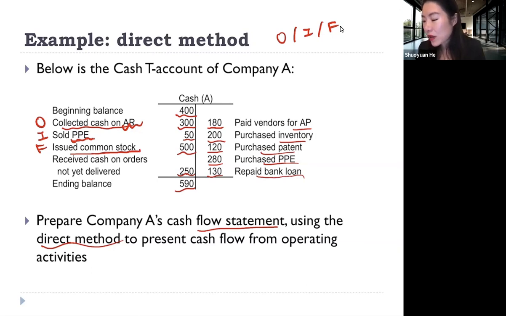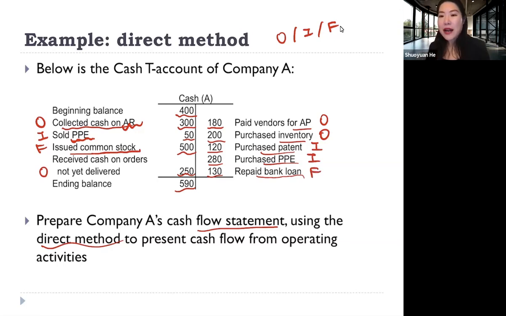Receive cash on orders not yet delivered. That's operating as well. Paid vendors for account payable. So that's operating. Purchase inventory, that's operating. Purchase patent. Patent is a long-term asset, so that's investing. Purchase PP&E, that's investing. Repaid bank loans, that's financing.